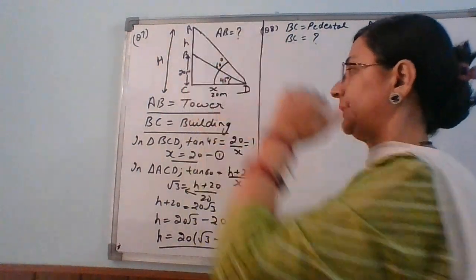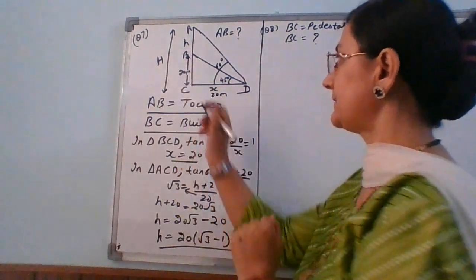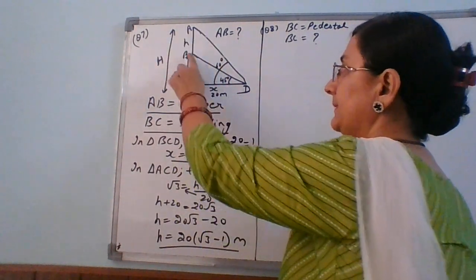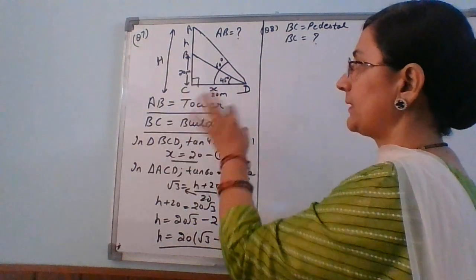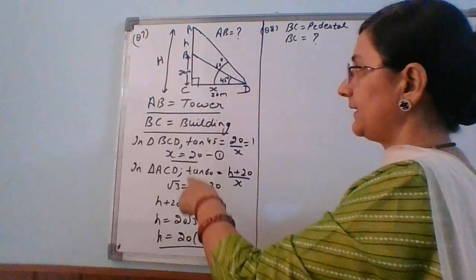We have to find the height of the tower. So there are two triangles, right triangles. Here it is 90 degree. BCD and ACD. In BCD, apply tangent 45, and from there the value of x will come out to be 20. Then in the big triangle, we have to apply tangent 60.